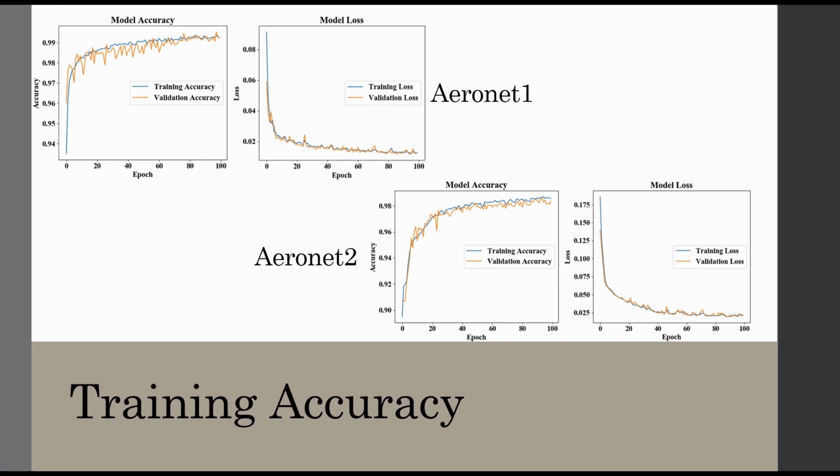These graphs show the training and validation accuracy for each of the models. Both models were trained across 100 epochs with batch sizes of 256. The training of Aeronet 1 took a total of 27.34 seconds, with a final training accuracy of around 98%. Aeronet 2 training took slightly longer at 38 seconds, but also has a slightly higher training accuracy of nearly 99%.